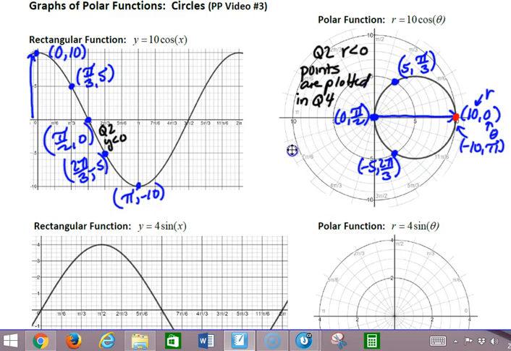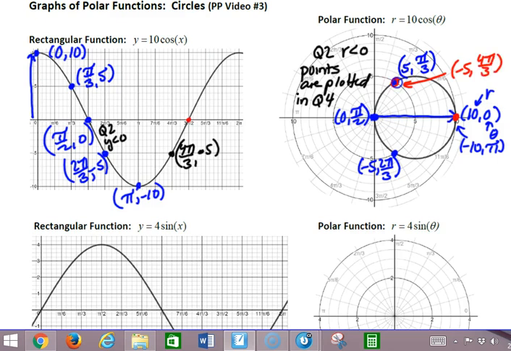Now when we get to quadrant 3, we have 4 pi over 3, negative 5. So we have another situation where we have a negative radius. If I went to 4 pi over 3, so if I go out positive 5 and rotate around to 4 pi over 3, I'd be right here. But if it's negative 5, that means I have to go the opposite direction, and I end up back where I started. I ended up back on the same point as I had before. This is also the point -5, 4 pi over 3.